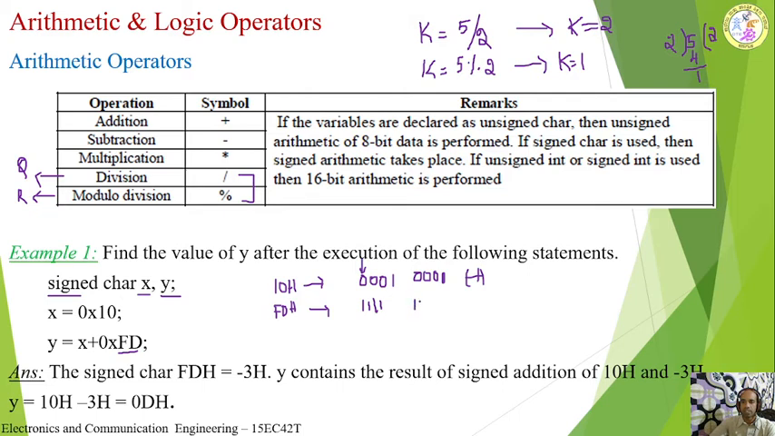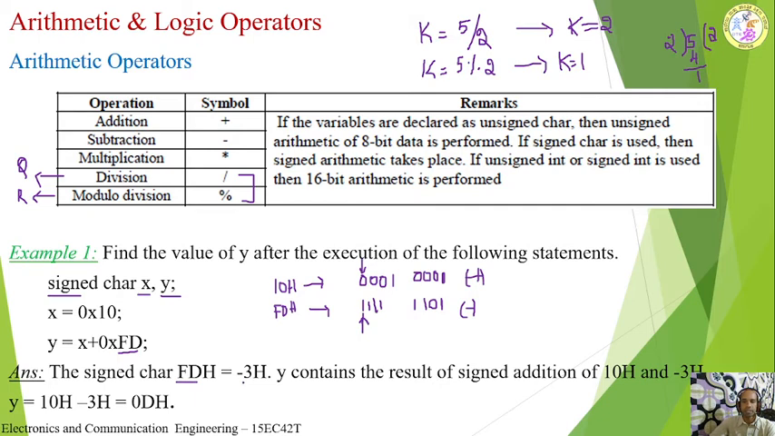13, that is 8 plus 4 is 12, 12 plus 1, 13. Now you see the MSB bit. What is the MSB bit? MSB bit is 1. If MSB is 1, then the number is a negative number. Therefore, this is a negative number. We are adding one positive number with the negative number, and we are storing the result, that is the sum, to the variable y. In signed char, FD is nothing but minus 3.